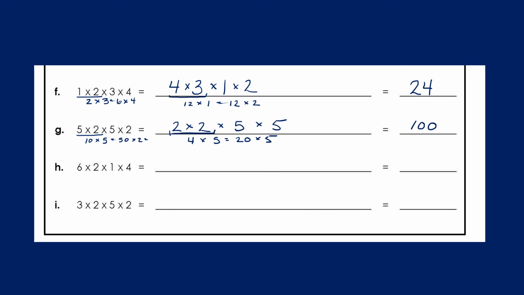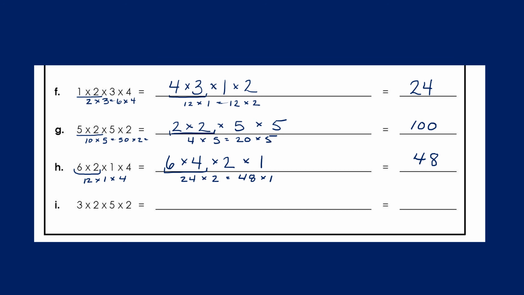H. 6 times 2 times 1 times 4. 6 times 2 is 12, times 1 is 12, times 4 is 48. Or I could do 6 times 4 times 2 times 1. 6 times 4 is 24, times 2 equals 48, times 1 equals 48.